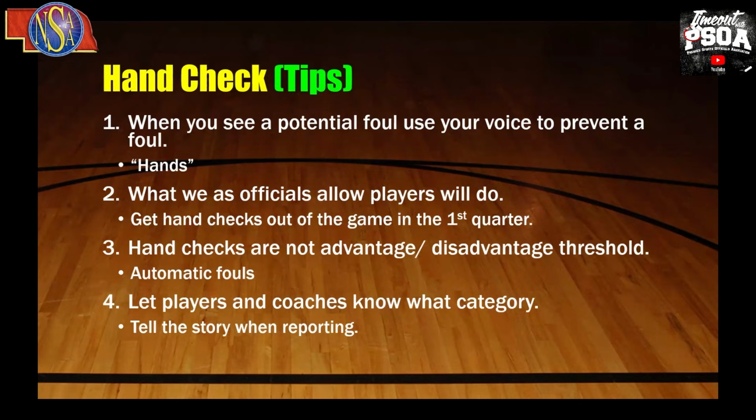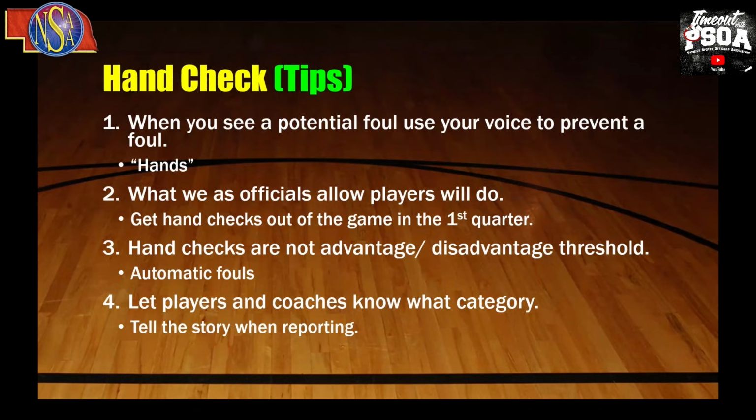We want to get hand checks out of the game in the first quarter. Don't talk to them first quarter, second quarter, third quarter. It's now going to be a habit. Call the first hand check. Let the teams know they cannot play defense forward with hands or extended armbar. Hand checks are not an advantage-disadvantage threshold. They are automatic fouls when done.